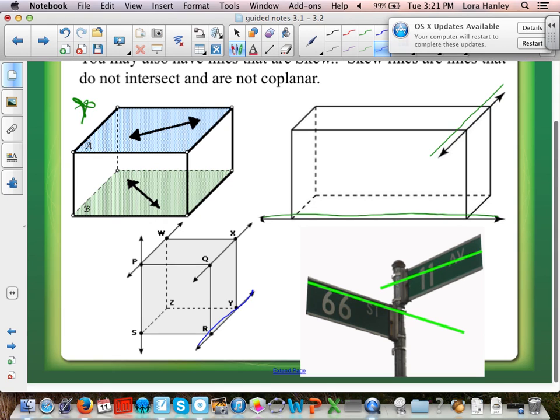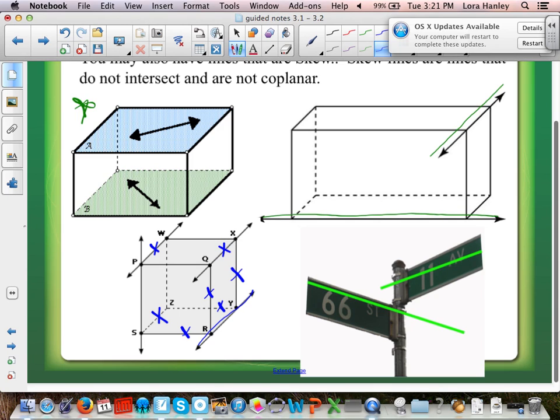When I find lines that are skew, what I first go around and do is cross off all of the lines that would be parallel. So to YR, ZS would be parallel, WP would be parallel, and XQ would be parallel. We also want to cross off any lines that intersect YR. Excuse me. SR is intersecting, ZY is intersecting, QR is intersecting, and XY is intersecting.